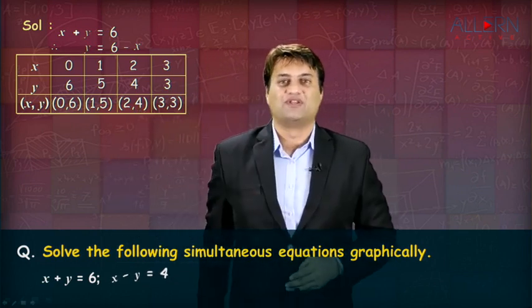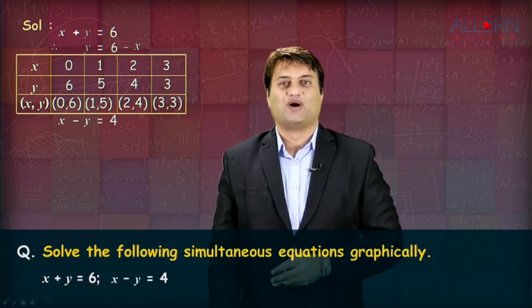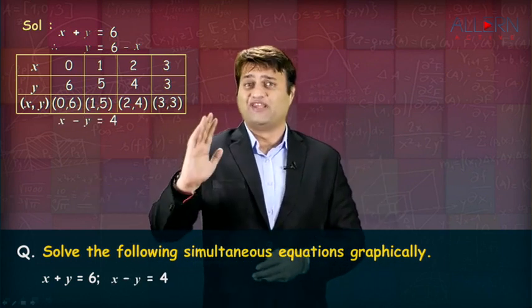Now let's repeat the same with the second equation given to us, which is x minus y is equal to 4. Shift one of the variables to the other side.